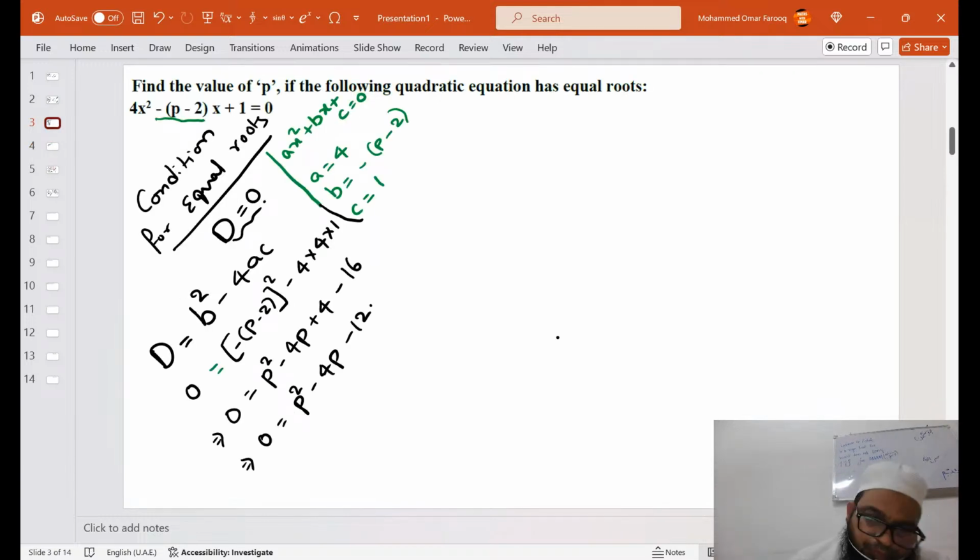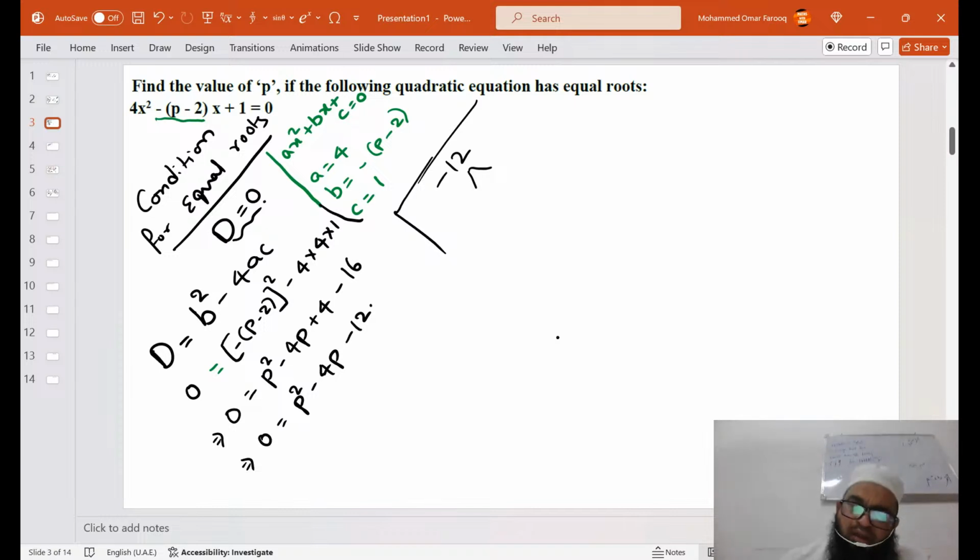So now p square minus 4p minus 12. Now it is a quadratic equation. Since the coefficient of p square is 1, take minus 12. What are the factors? 1 and 12 are 12. You will not find the middle term because 1 plus 12 is 13 and 12 minus 1 is 11. So let us go with the next one. 2 and 6 are 12. 2 plus 6 is 8, you don't have the middle term. But 6 minus 2 is 4. We have the middle term over here.